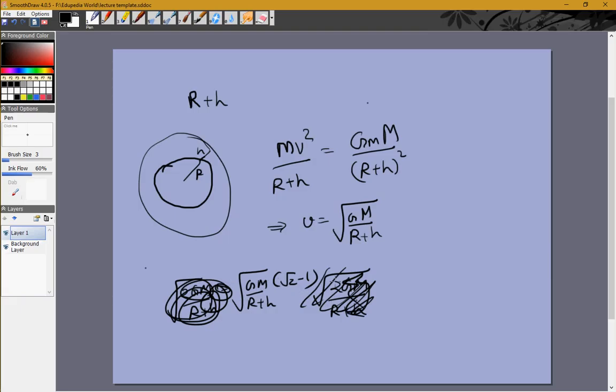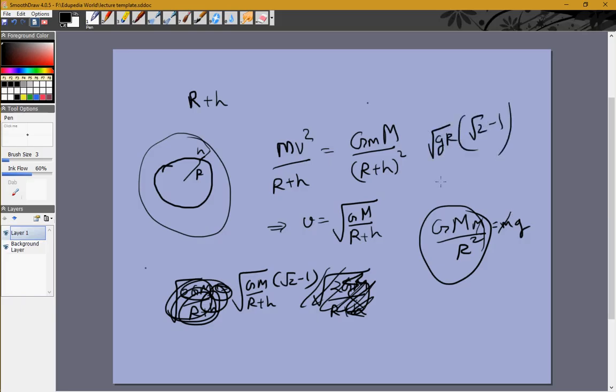But now we are given a couple of things. One, that h is much smaller than r, so we can just take this to be root GM by r. And the other, we already know that GMm by r squared is equal to mg. Small m cancels, and we know this is the formula for g. That means GM by r can be written as small g into r. So our answer will be root of small g into r times root 2 minus 1, which gives us option 4.